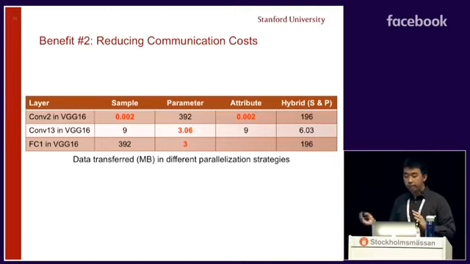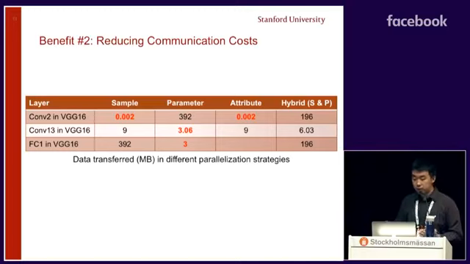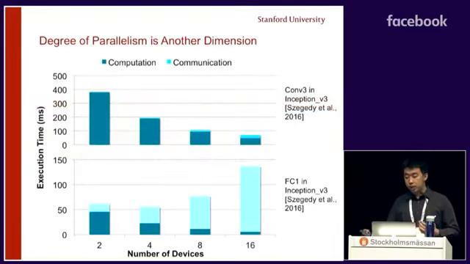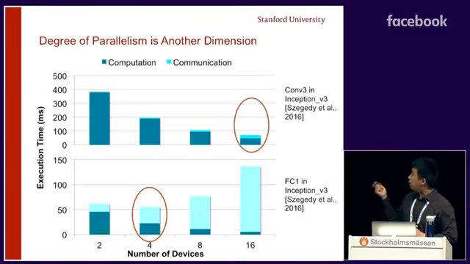As you can see, for some layers, using the sample or attributes dimension is much better than the parameter dimension. But for some other layers, using the parameter dimension achieves much better performance. In addition, we also found that the degree of parallelism is another dimension. We should not use the same device for all layers. For example, different layers in the same model would prefer different degrees of parallelism.